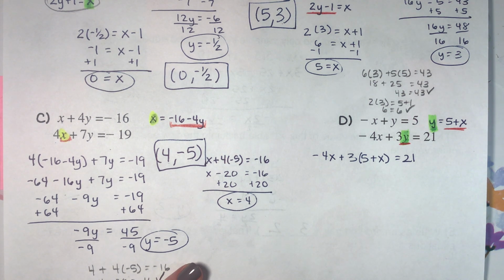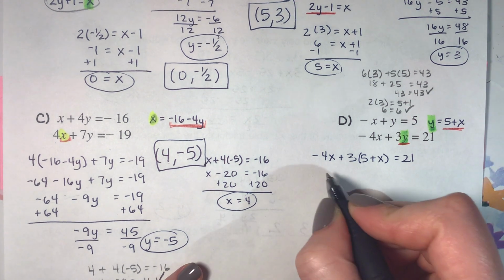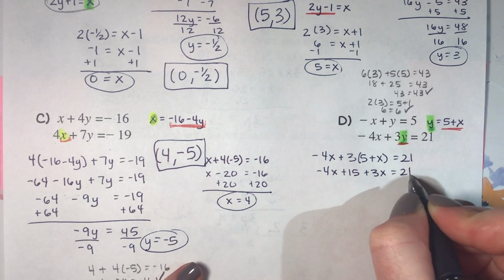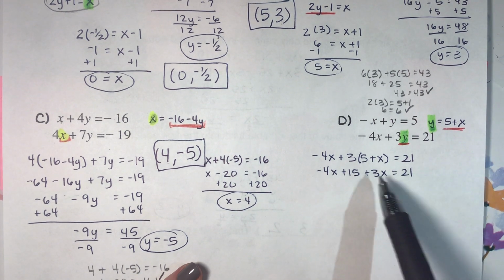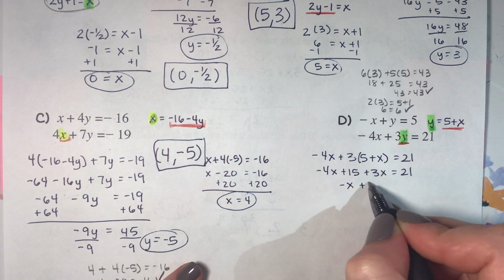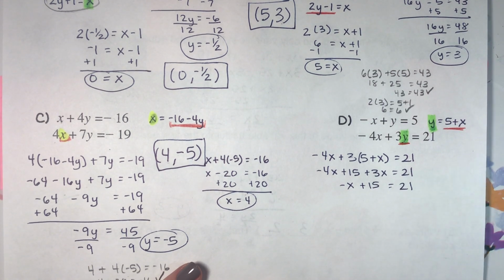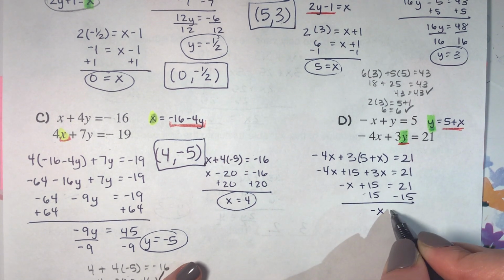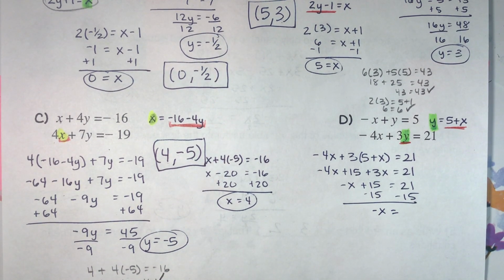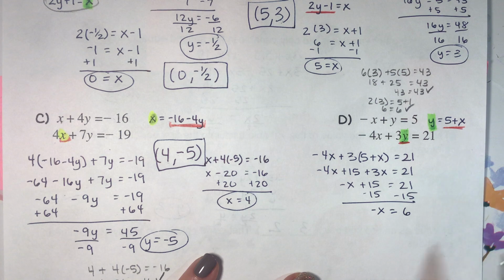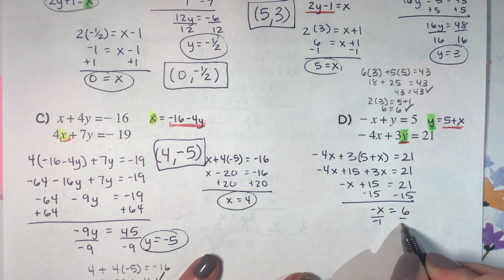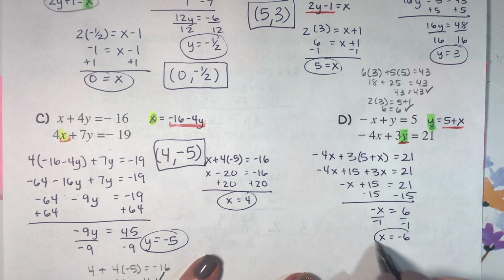We now want to start solving for that variable, which is x. So I have negative 4x plus 15 plus 3x is equal to 21. Negative 4x and 3x is negative x plus 15 is equal to 21. Subtract 15 from both sides, and you get negative x is equal to 6. I don't want negative x, though. I want positive x. So divide by negative 1 on both sides. I get x is equal to negative 6.